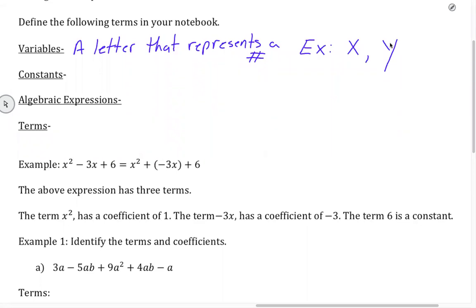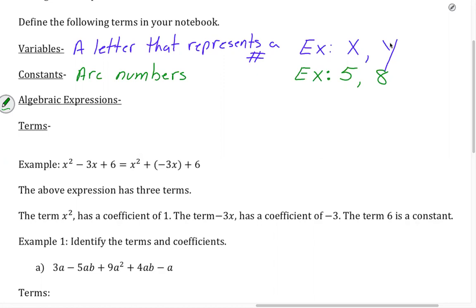Now, Ed, can you give me an example of a constant? I'll give you a hint. It's not a letter. It's 5. 5 is a constant. Julia, can you give me an example? 8. These are perfect constants. Constants are numbers. Like 5 and 8, they're not attached to a variable. They're just out there.